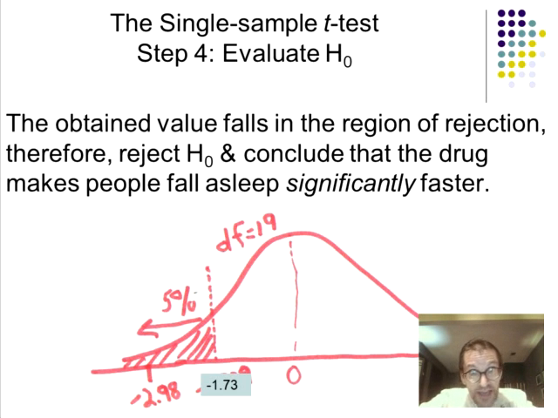Does negative 2.98 fall in the region of rejection? Why, yes, it does fall in the region of rejection. Because the t obtained falls in the region of rejection, we conclude the drug makes people fall asleep significantly faster. We came to the same conclusion here, but it's absolutely possible I could come to a different conclusion because my region of rejection has now changed on this t-test, right? So very cool idea, what we have here.